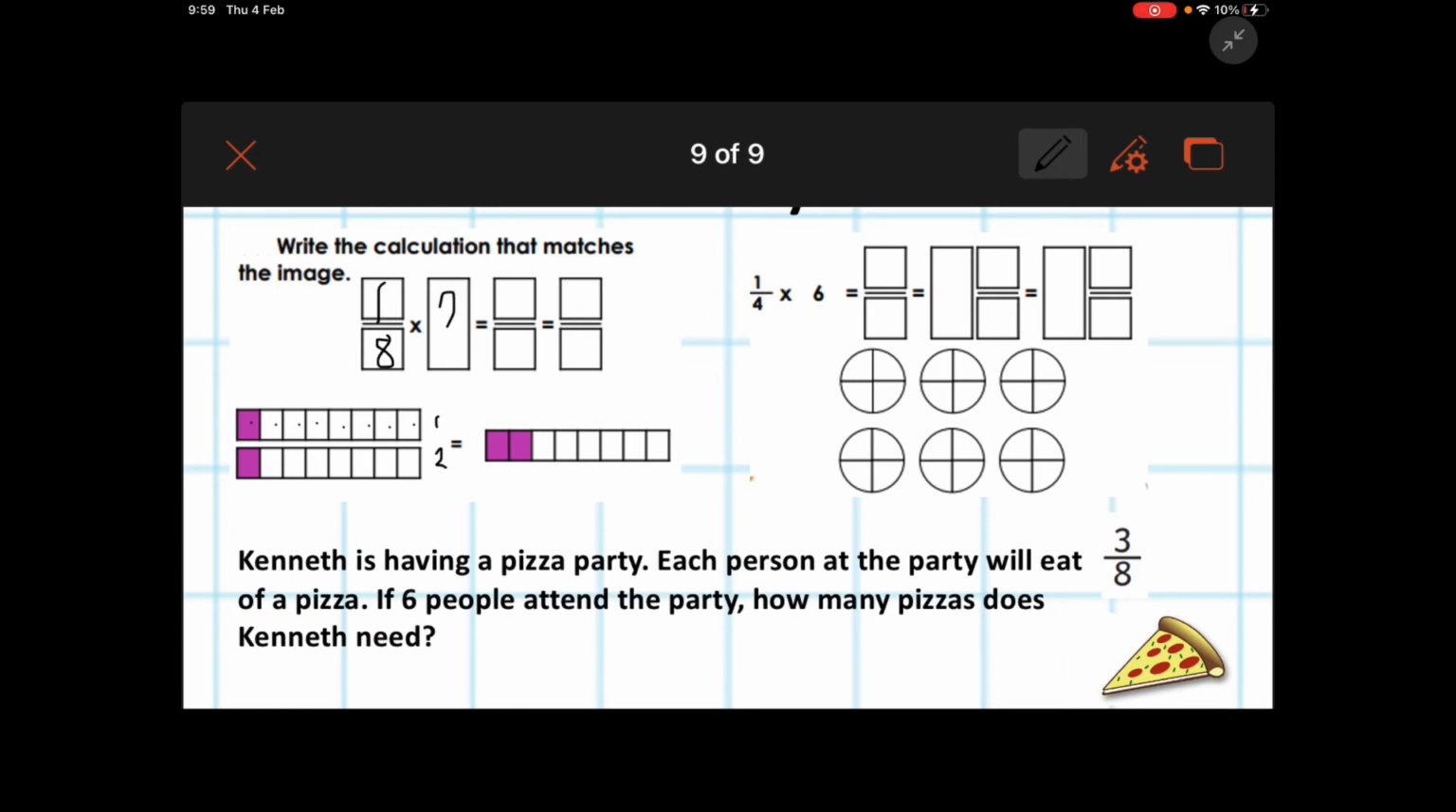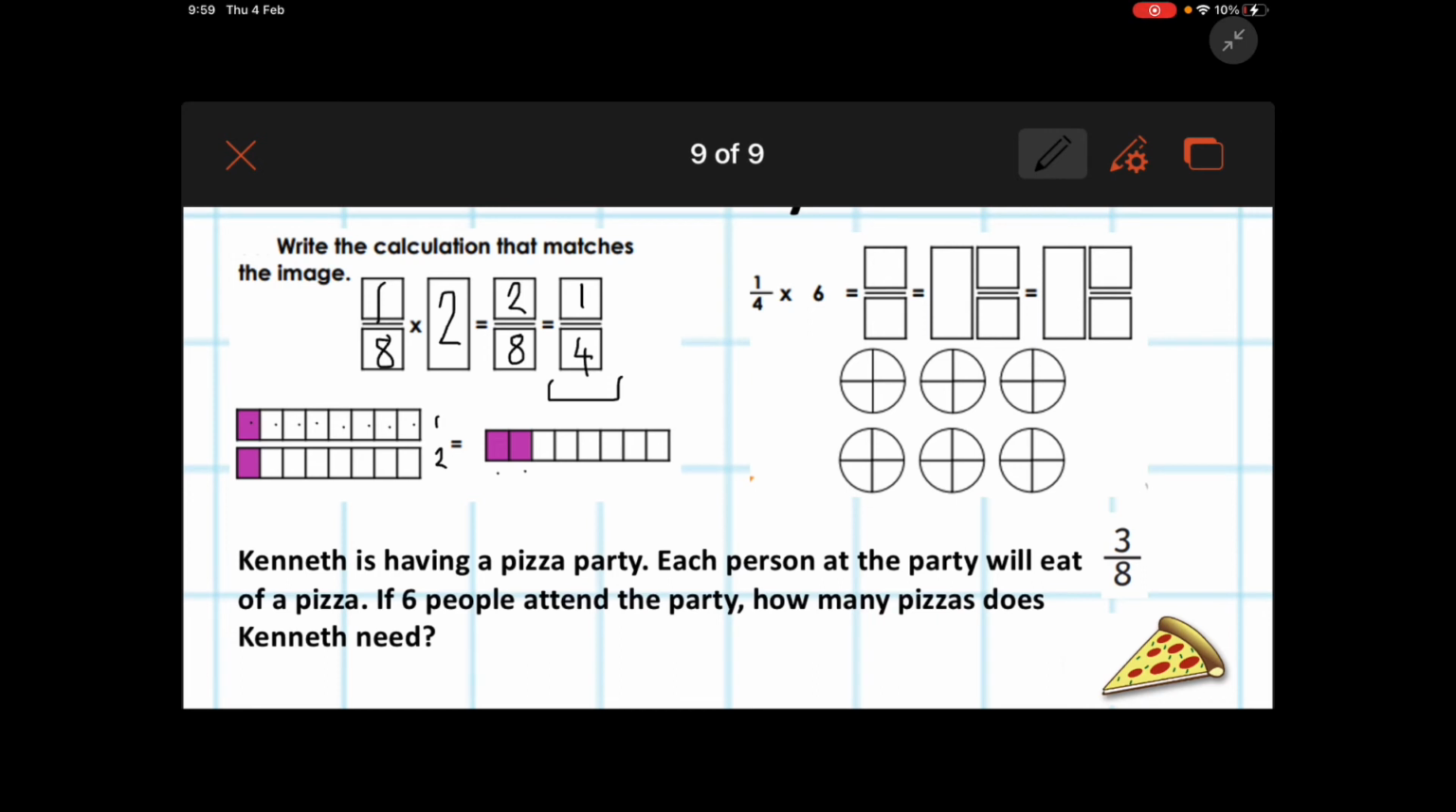1/8 times 2 equals 2/8. And if we have a look to see if this fraction can be simplified, and we know it can because we have this extra box for a simplified fraction, divide them both by 2. 2 divided by 2 is 1, and 8 divided by 2 is 4. So 1/8 times 2 equals 2/8, which is simplified to 1/4.